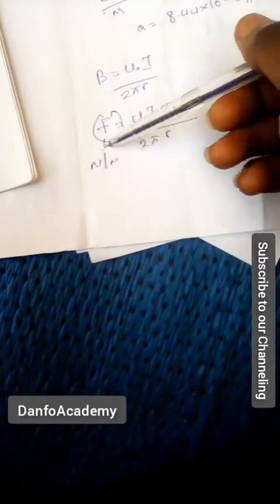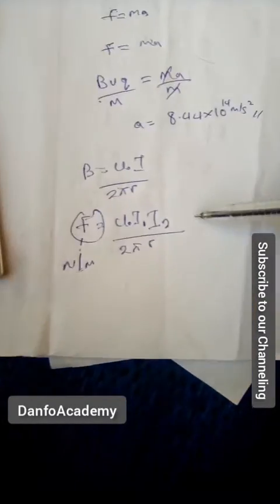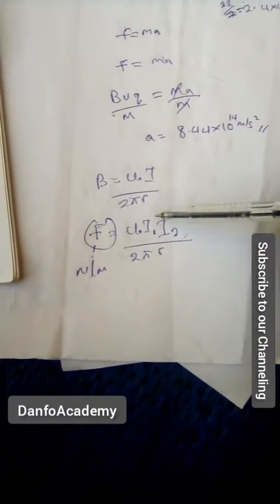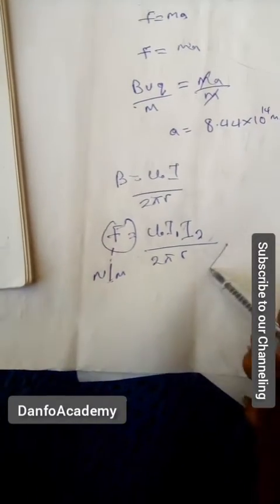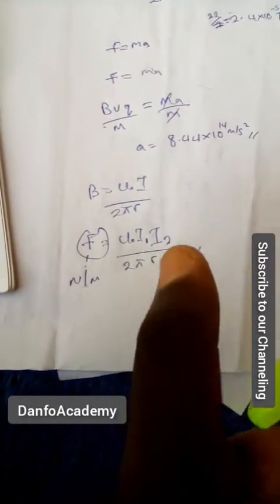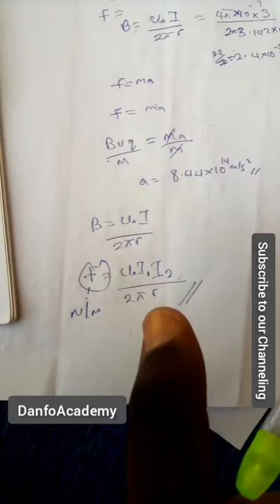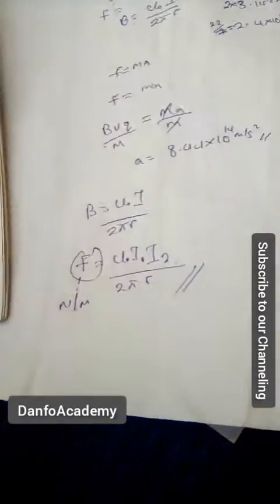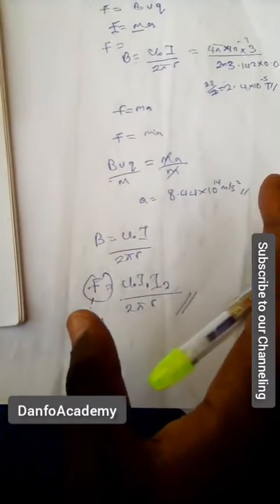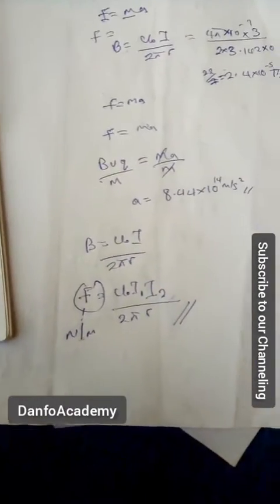This one is Newton per what? Per meter. That's why you have it here as μ₀I₁I₂ over 2πr. So you have to know this formula. I will shortlist many of the formulas you have to know here in this handout for you. So whichever calculation you're given, if you can apply the appropriate one of these to it, you're going to get your answer.